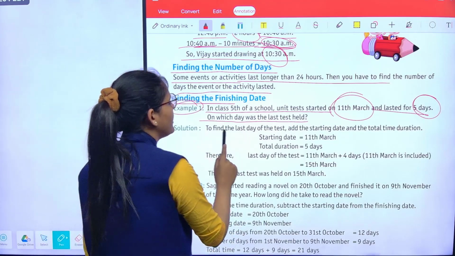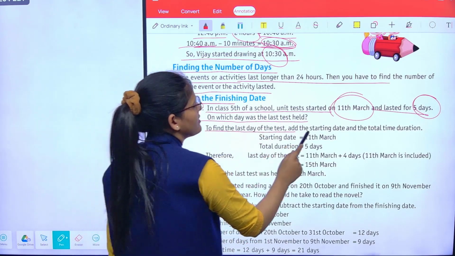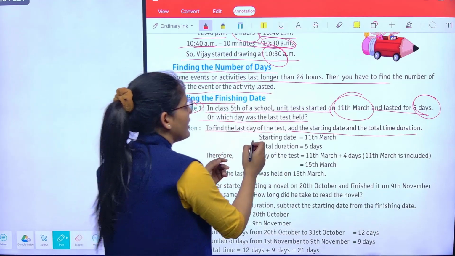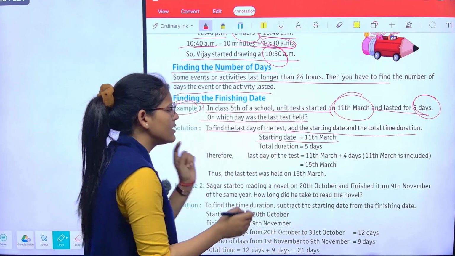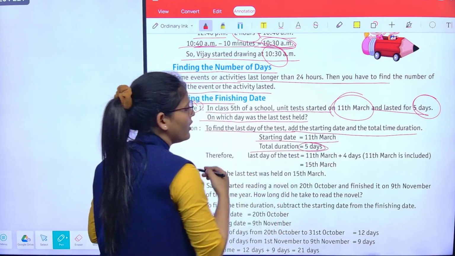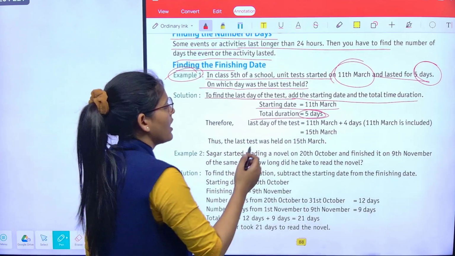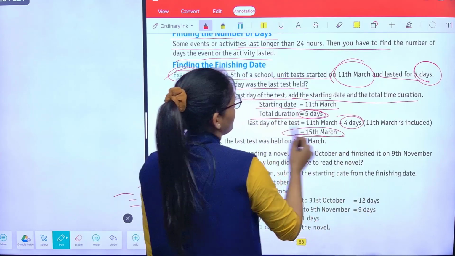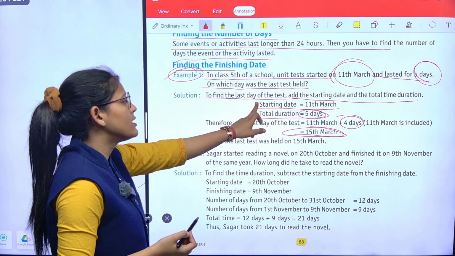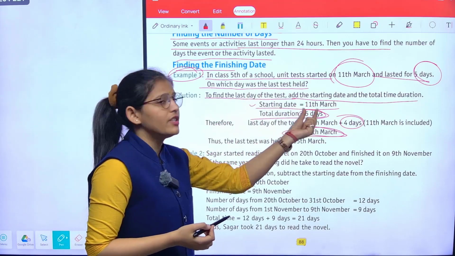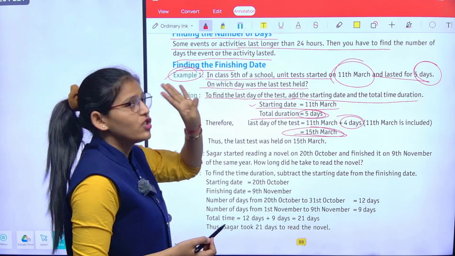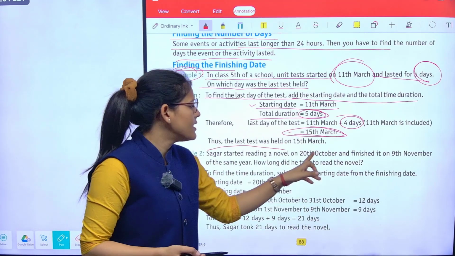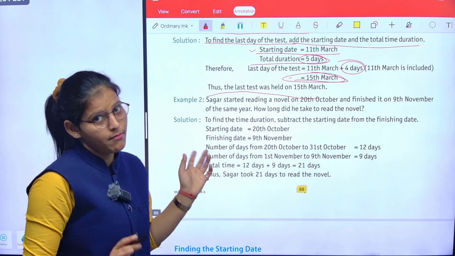Now class, to find the last day of the test, add the starting date and the total time of duration. Starting date 11th March, total duration 5. So 11th March plus 4 days. So it is 15 March. 11th March को start हुए थे. Total duration 5 दिन के चलने थे, means 4 दिन और चले. That is 15 March. Thus the last test was held on 15 March.